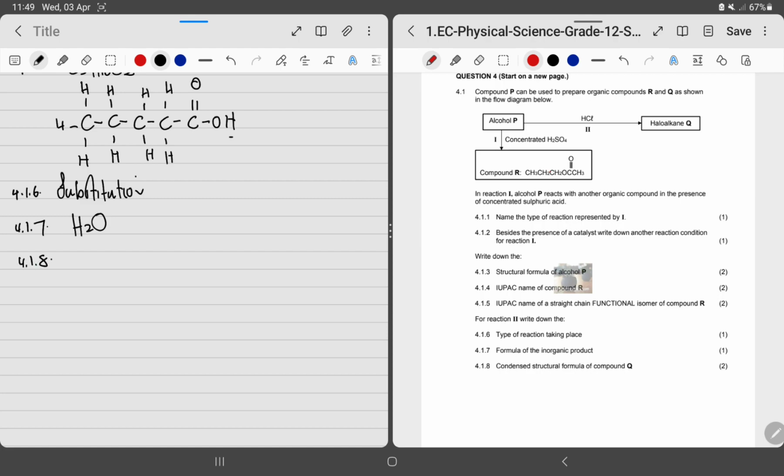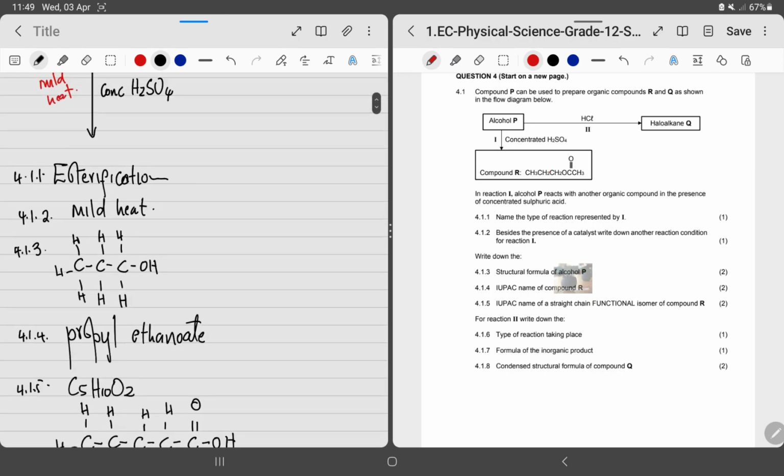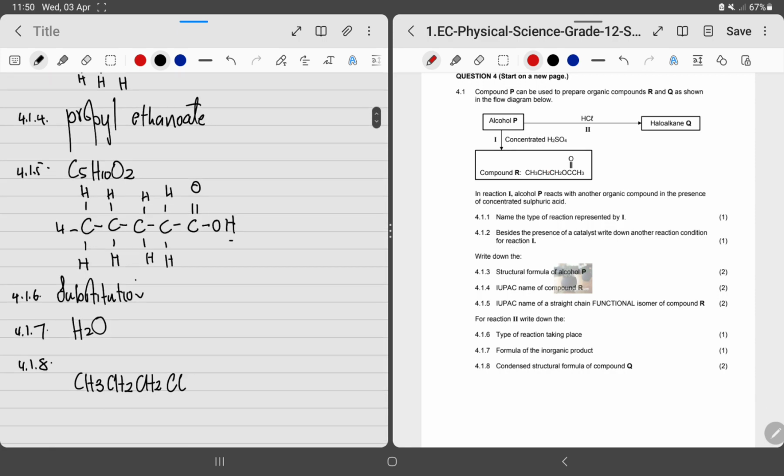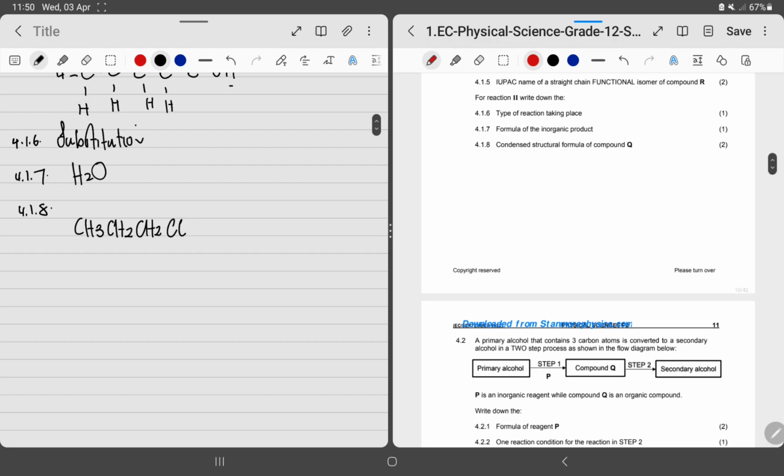4.1.8. The condensed structural formula of compound Q. 1, 2, 3. So this is Cl. But they said the condensed structural formula. So this is going to be CH3, CH2, CH2, OH. So this is going to be chlorine because we are producing that. So it is CH3, CH2, CH2, and then the chlorine. Okay.